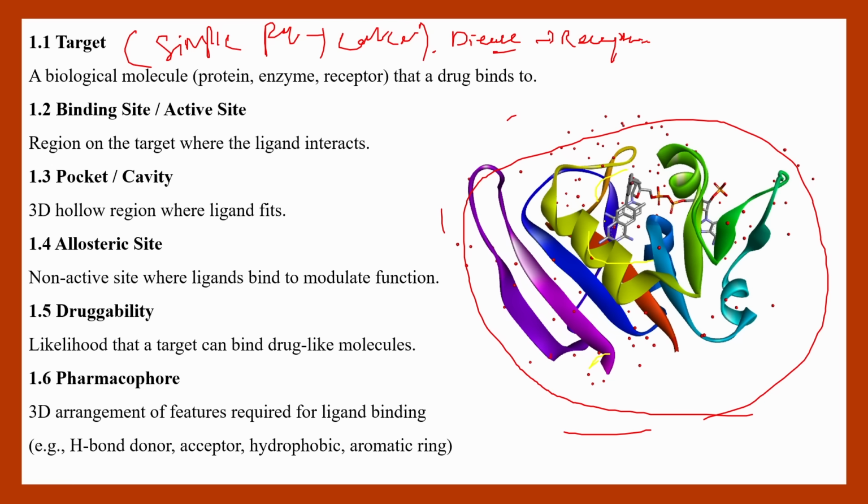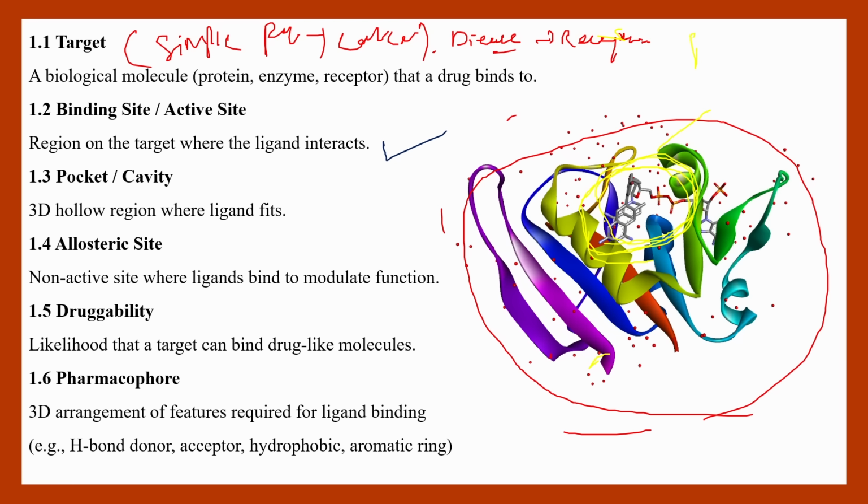This one, the one I have circled in yellow. This is called the binding site, the point where the ligand molecule binds to the target. That is called the binding site. Here it is also written: the region on the target where the ligand interacts.